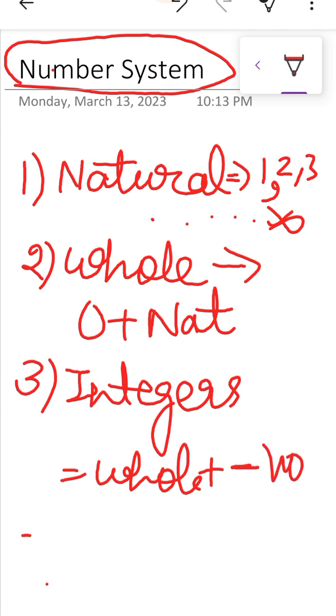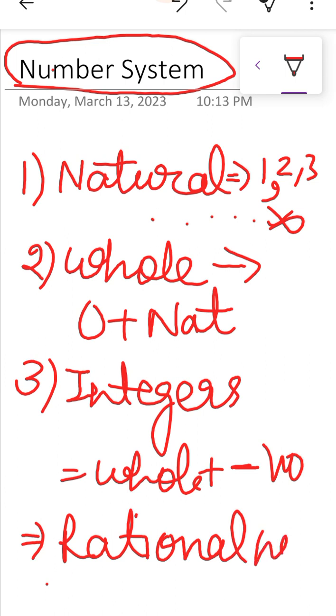Okay, now what is a rational number? I would like to explain that rational number is made up of the word ratio. Ratio means any number that is in the form of p and q, right? So a rational number is a number in the form of p upon q where q is not equal to 0. All the numbers in the form of p upon q where q is not equal to 0 are rational numbers.